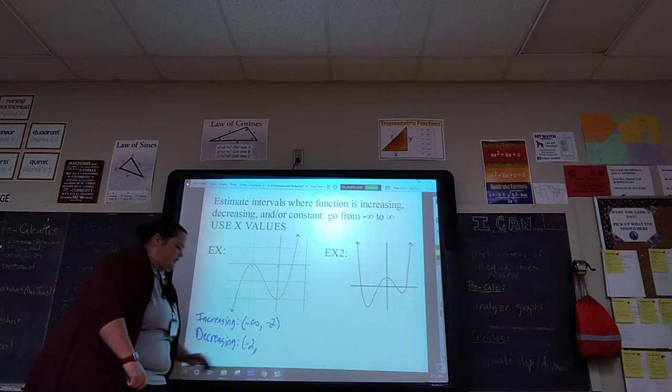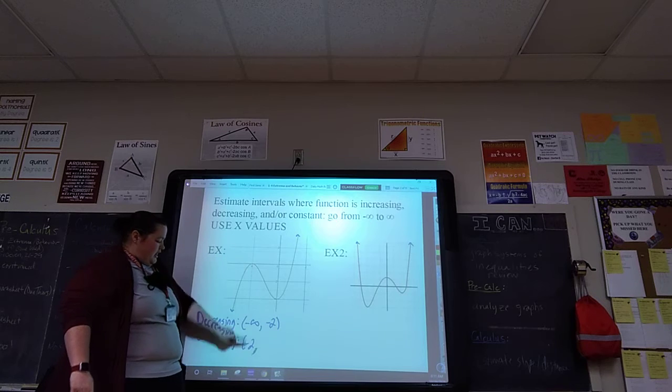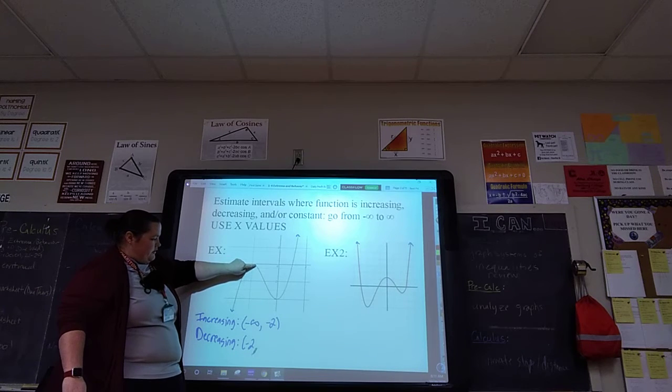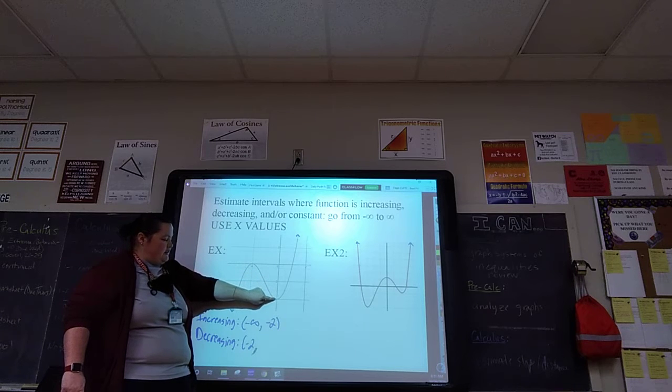And again, that's why we use parentheses, because the intervals start and stop at the same spot. So where this stopped increasing, it started decreasing. Now does it decrease for the rest of the time? No. Okay, so it's going to decrease to right about here.